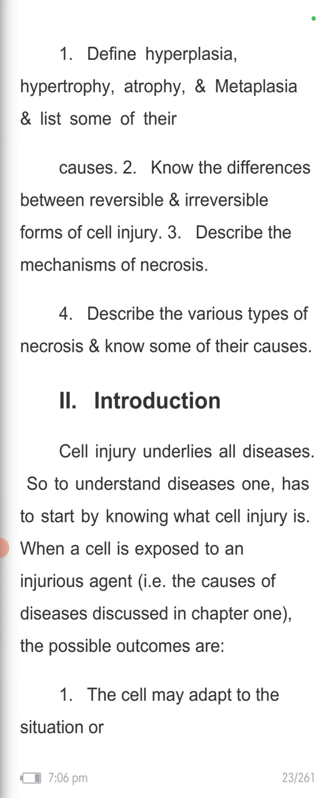At last, they should describe the various types of necrosis and know some of the causes. So, let us see what cell injury is. Cell injury underlies all diseases. So, to understand the diseases, one has to start by knowing what cell injury is.